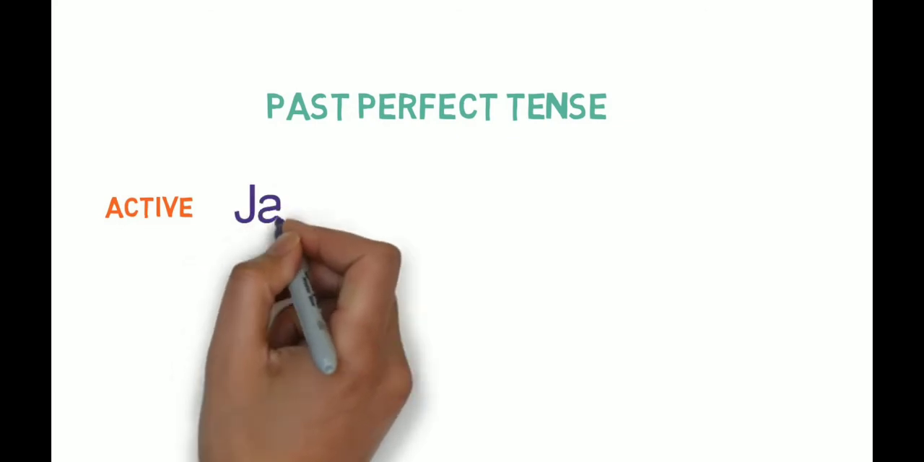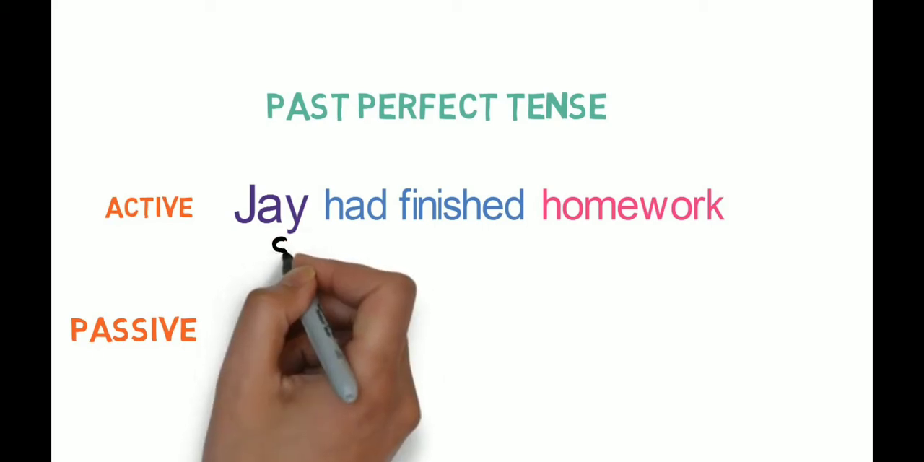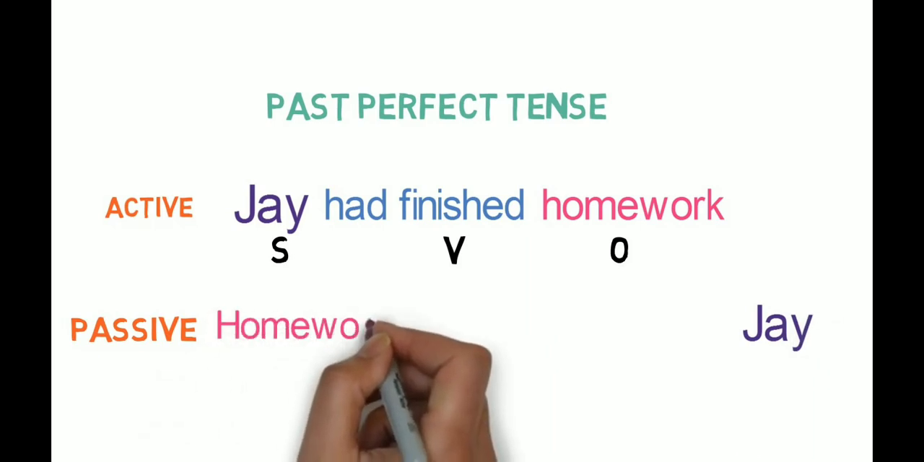Let's see an example of past perfect tense, active sentence. Jay had finished homework. Passive sentence, firstly the subject here is Jay, verb is finished and object is homework. Let's swap the position of subject and object. So here it will be Jay and at this position it will be homework.